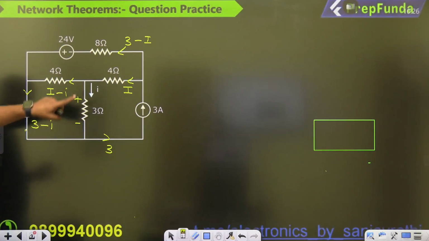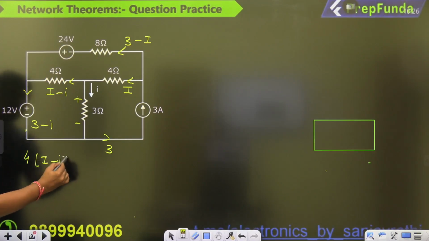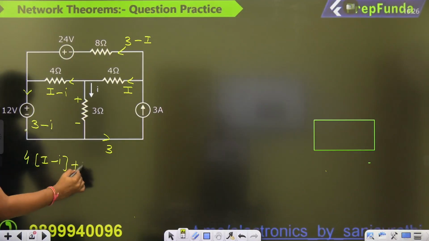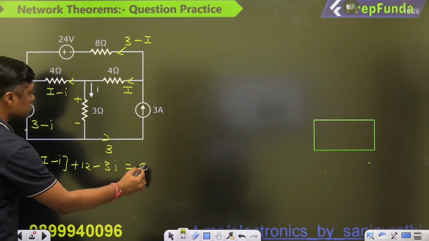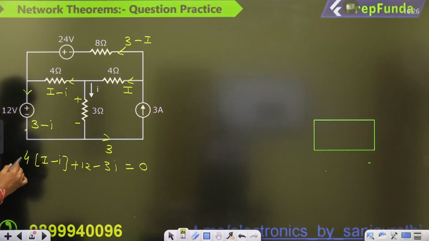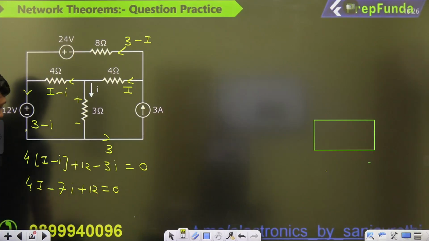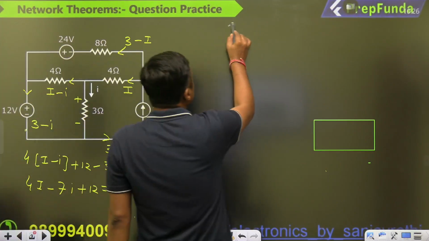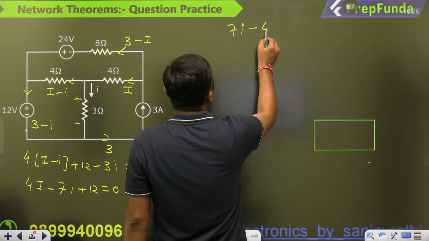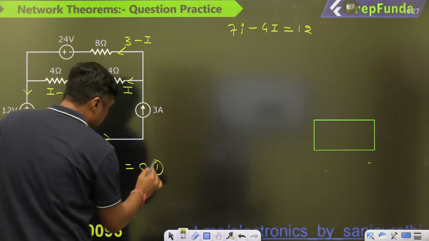So when we are applying the KVL in this loop, it will become 4 times of I minus i, plus 12, this is the plus 12, minus 3 times of I is equal to what? 0 in this loop. Then you will get 4I minus 7 small i plus 12 is equal to 0. So you have this first equation, right? In first equation you can write 7i minus 4 capital I is equal to what? 12. So this is the first equation, this is the second equation.